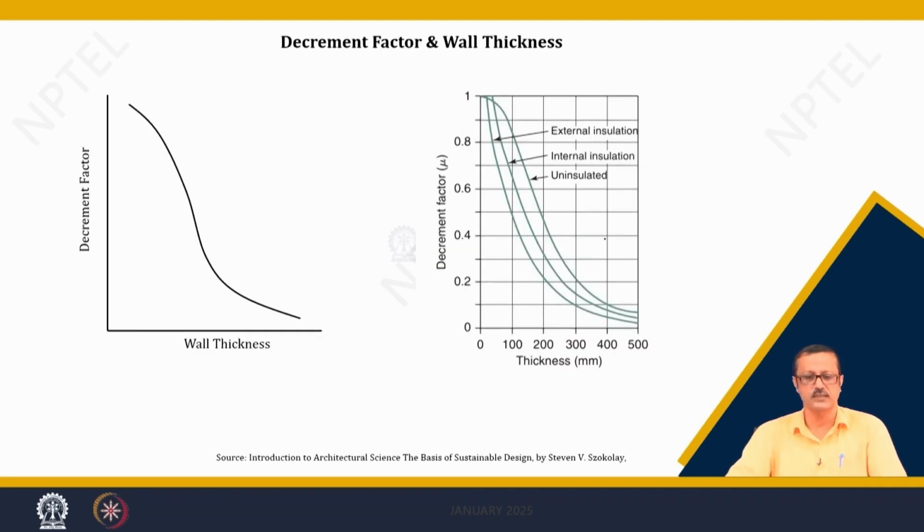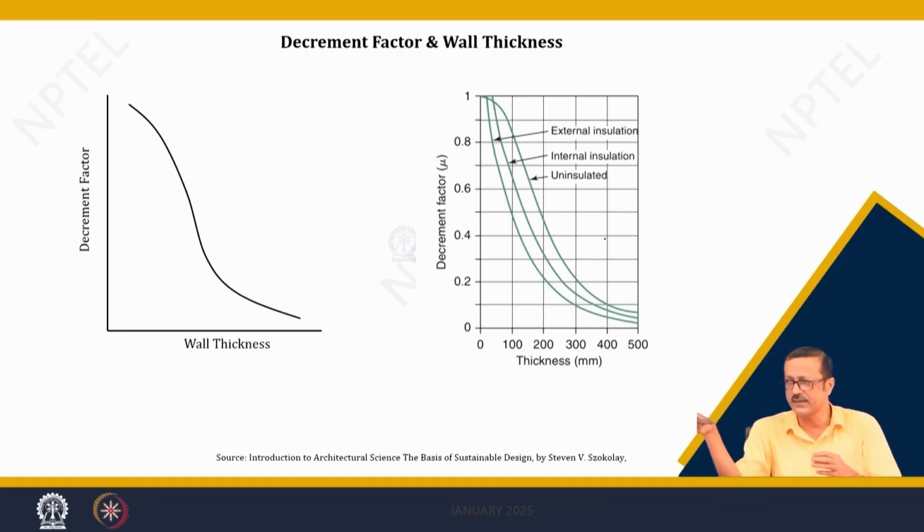Similarly, we can also see the decrement factor against the wall thickness, but the variation is reverse. If the thickness increases, the decrement factor decreases. It is a negative graph, and it is not a straight line but a non-linear graph. The impact of increasing thickness is negative, that is, the impact is going to be reduced. That means, if the thickness is high, the wall can store more heat, so it will not pass so much energy to the inside of the room.